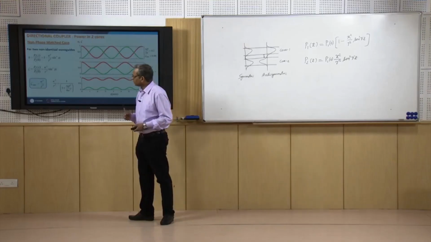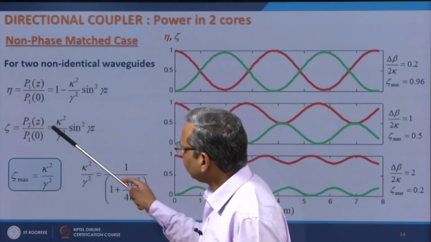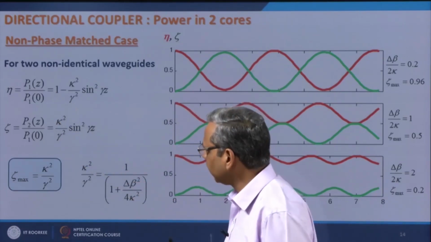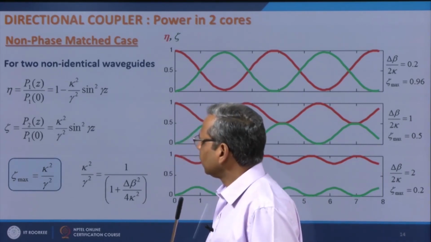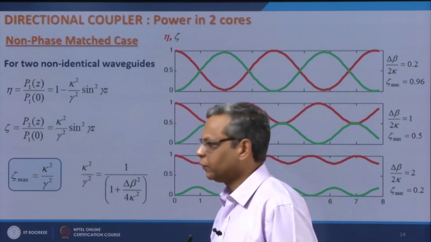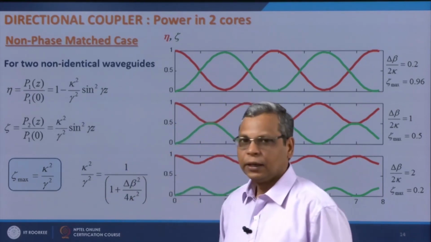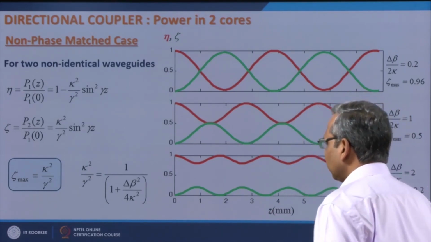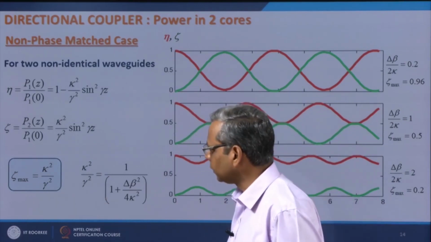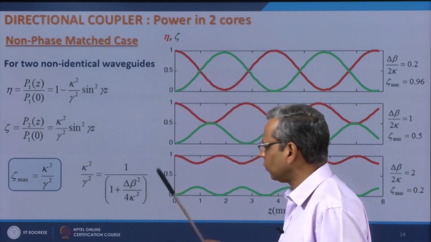Now, just look at this expression. I have this kappa square over gamma square sitting here, which means that I cannot have the maximum value of zeta as 1. Of course, the maximum value of sine square gamma z is 1, but because of this factor I cannot have the maximum value of zeta as 1. It depends upon the value of kappa square over gamma square. So, zeta max is kappa square over gamma square, which is equal to 1 over 1 plus delta beta square over 4 kappa square.